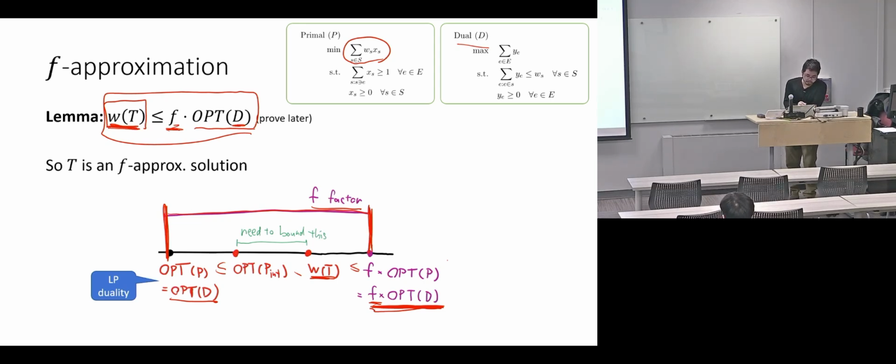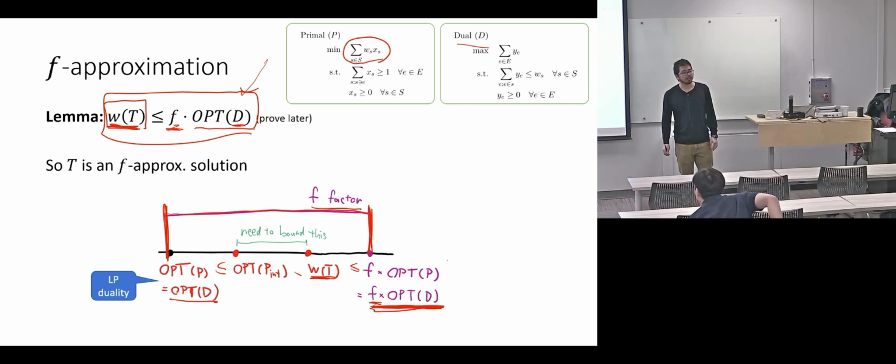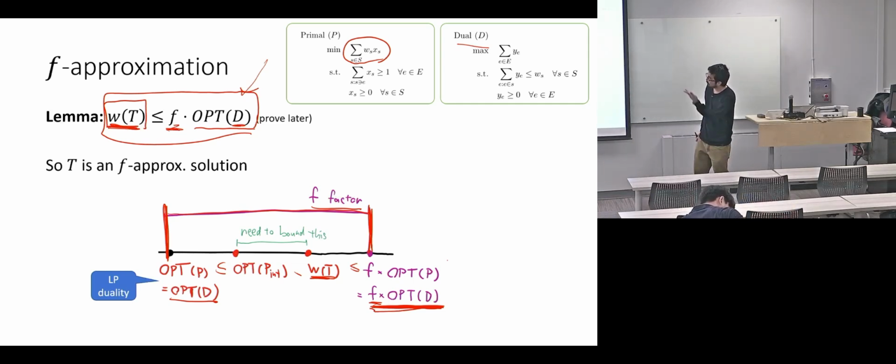So let's try to prove this. Where did f come from, by the way? We'll see in the analysis in the proof soon. So W of T is the weight of the solution that we construct with the algorithm.